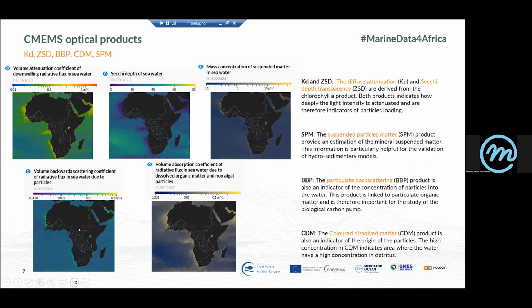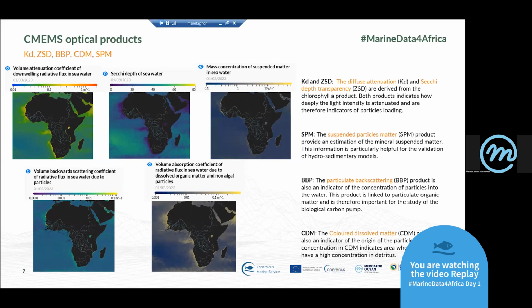This is then an important parameter for the estimation of the biological carbon pump and then all the studies about climate change. And finally, on this smaller picture, you have also the colored dissolved matter, which is an indicator of the degradation of the organic matter, and is often named as an indicator of detritus concentration.